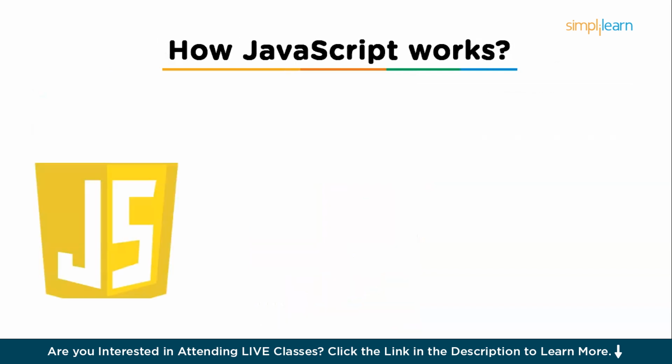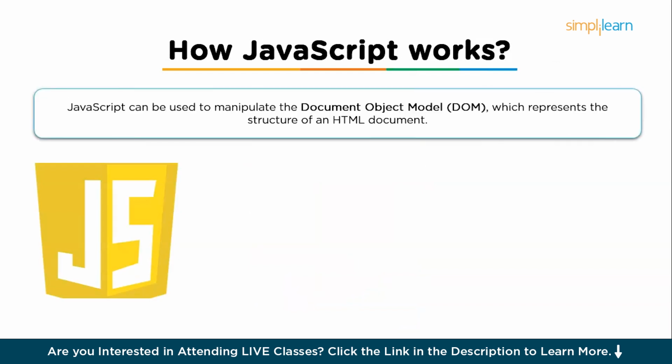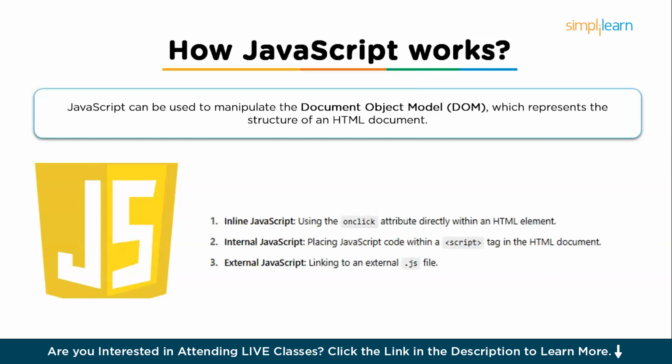So how does JavaScript work? JavaScript can be used to manipulate the Document Object Model, which is DOM, which represents the structure of an HTML document. Through the DOM, JavaScript can interact with and modify the content and structure of the web page without requiring the page to reload. JavaScript can be added to the web page in three main ways. The first one is inline JavaScript, using the onClick attribute directly within an HTML element. The second is internal JavaScript, placing JavaScript code within a script tag in the HTML document. The third one is external JavaScript, linking to an external .js file.